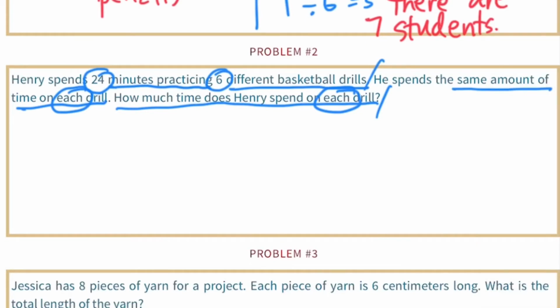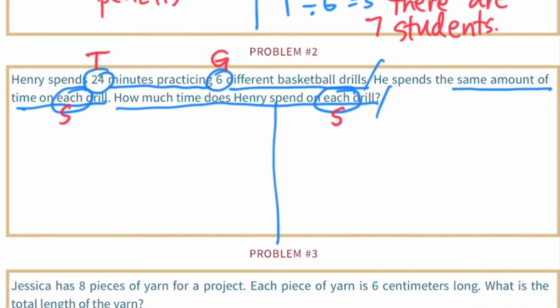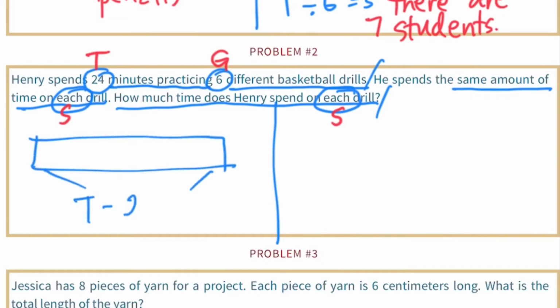Now we know 24 minutes is actually the total number of minutes that he spends time practicing different basketball drills. So this is my total. The 6 here is the different basketball drills. Now we don't know how many minutes he spends for each drill. So that means our unknown is actually the size, and of course your group is your 6. Now we are ready to draw our tape diagram. I know that my total is 24 minutes.